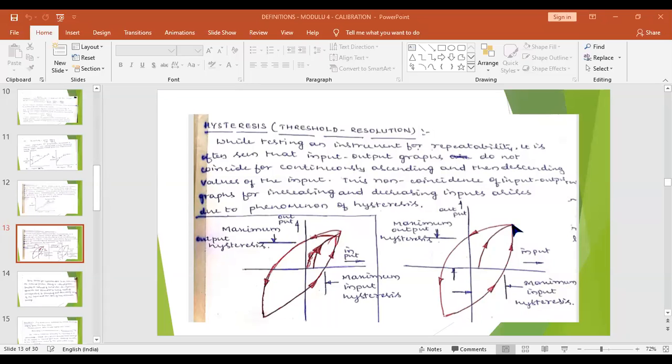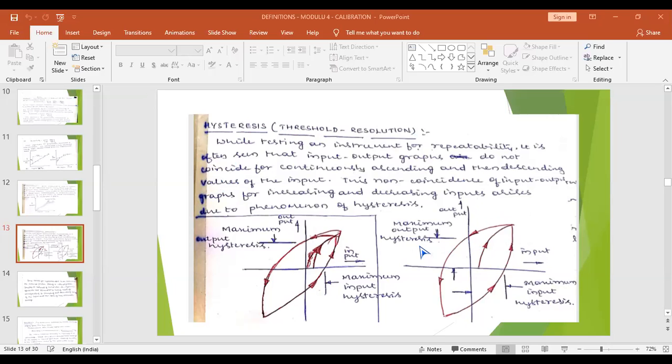See, it looks like a curve. Actually, if you change the direction of loading, the path should retrace back in this direction. But in actual practice, you have the curve like this. This is nothing but that on any change in the direction of loading, the specimen will not accept it, like a human being. That is nothing but hysteresis or threshold resolution.